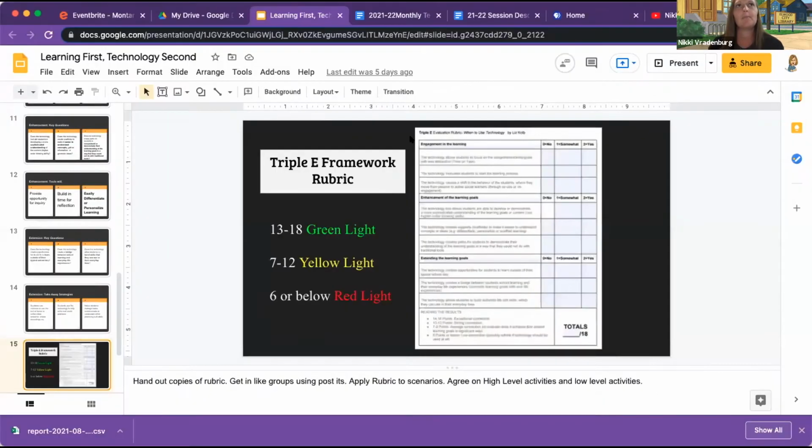Carrie, you've got one that's a little bit different, but also provides kind of a real simple way for teachers to look at technology. Which one do you like?